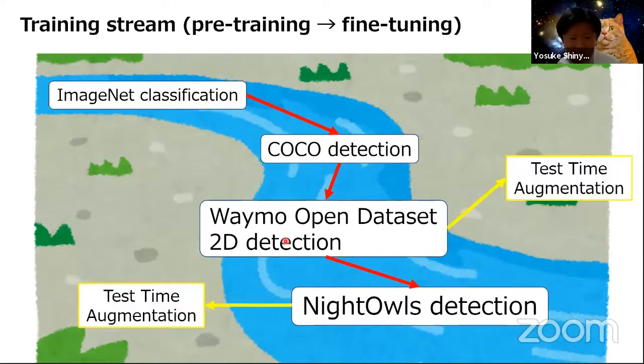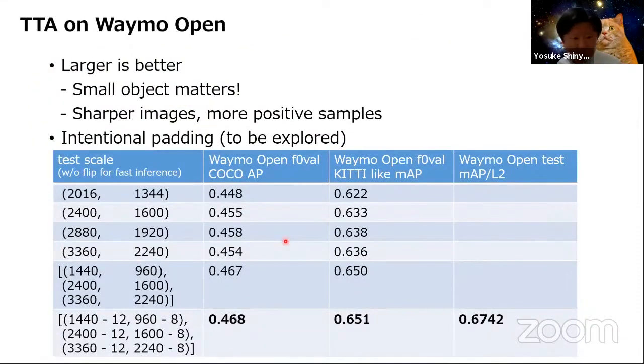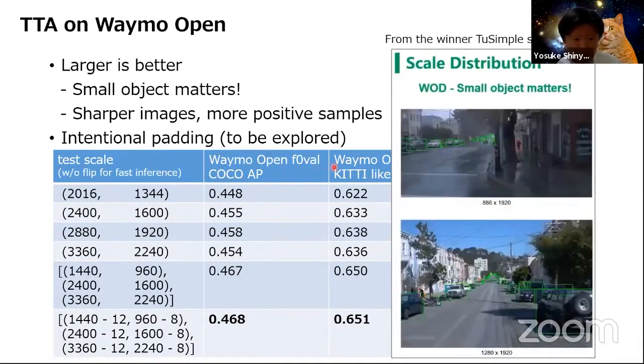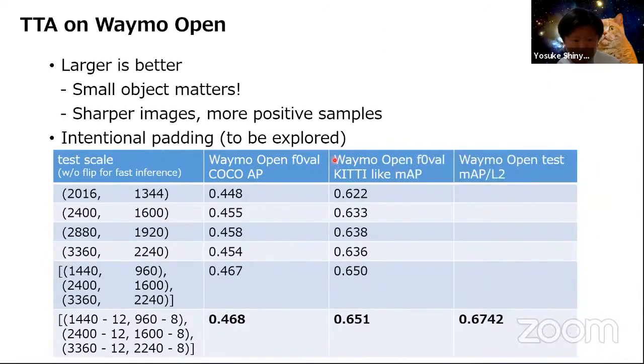Next, let's talk about test time augmentation. For Waymo Open, improving the image resolution helps: larger is better. As the winner, the Two Simple team, said, small objects matter for Waymo Open. In addition, I intentionally added 8 pixel padding to slightly improve validation AP. Its effectiveness needs to be explored.